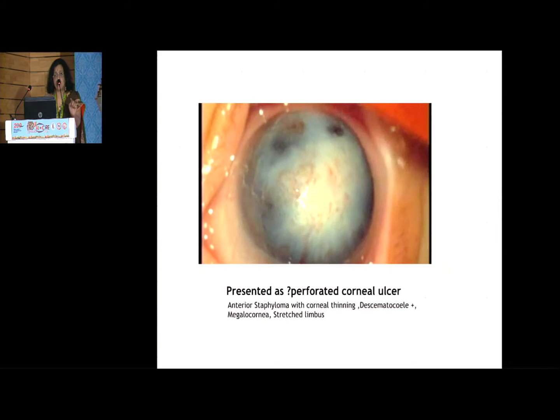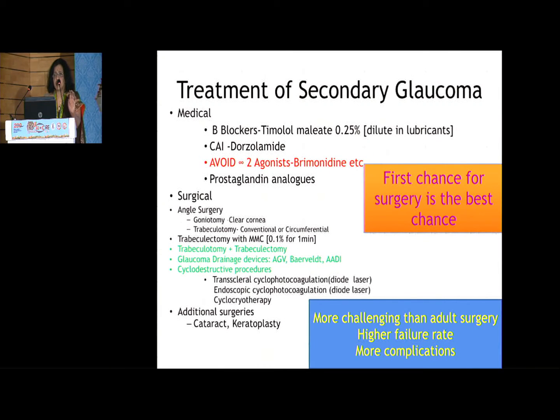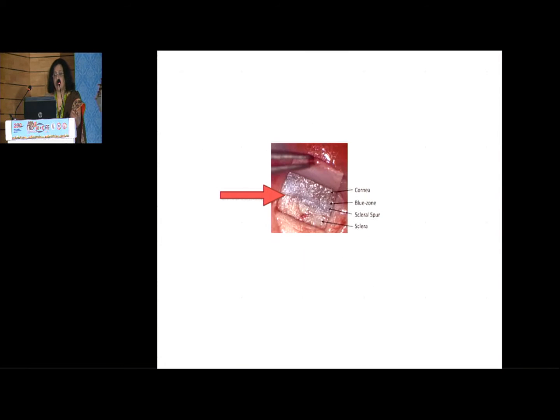I don't have time to show it, but you could see the stretched out limbus. It was stretched almost to 5 mm, and during the surgery itself, it just became 2 mm at the end of the surgery. So when we are treating such patients, we need to start with medical treatment, and may need surgical treatment, trabeculotomy and trabeculectomy for the younger ones, and trabeculectomy with MMC for the older ones. And we may need to add other procedures. Remember, first chance of surgery is the best chance. It's more challenging than adult surgery. There is a higher failure rate. There are more complications. We need to remember the limbal anatomy very clearly, especially when we are doing a trabeculotomy.